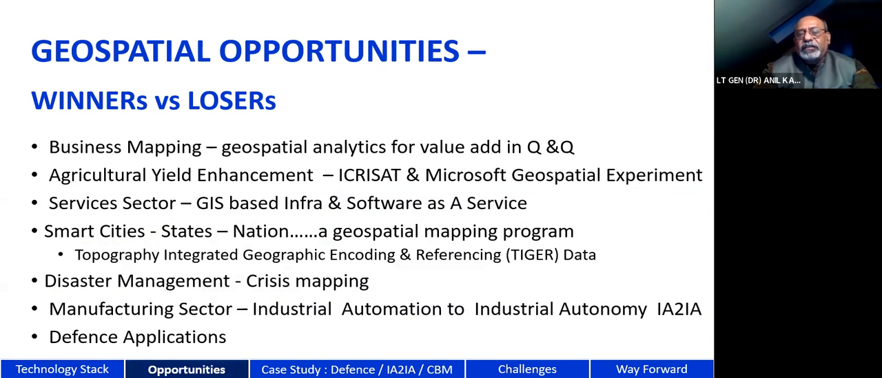Let's look at some of the opportunities. And when I say opportunities, I say it with the intent that when you look at geospatial technology, a person or an industry or an organization, an institution which uses geospatial data is actually a winner. And today, if you were to define who's a winner and who's not a winner, or whom we call a loser, it is around geospatial analytics. The complete business mapping in terms of Q and Q, quality and quantity, the quality of data and quantity of data. How you are analyzing is defining your business model, is defining your business outcomes.